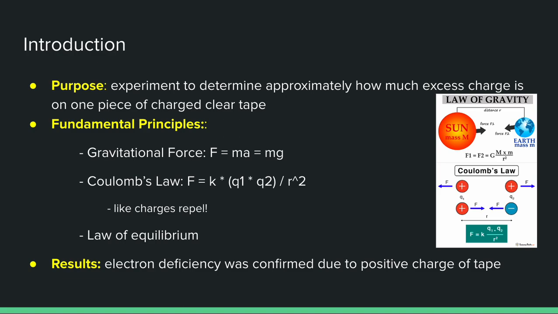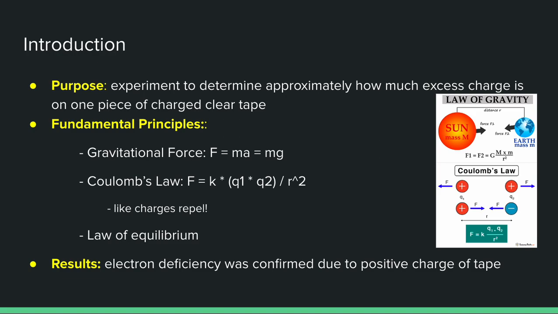By using Coulomb's law, I'll calculate the electrical force, which equals Coulomb's constant k times q1 times q2, which are the charges of the two objects, divided by r squared, the square of the distance between the two objects. By Coulomb's law, we also know that like charges repel and opposite charges attract each other. I'll also be using the law of equilibrium.